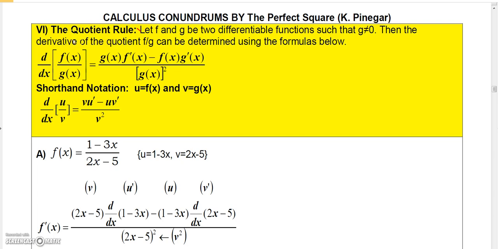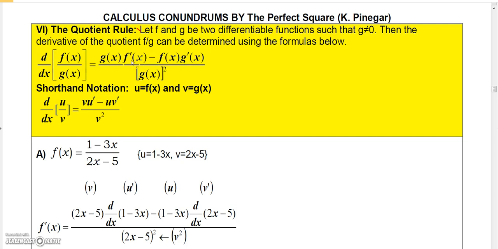And in this video, we're going to talk about the quotient rule. The quotient rule is for finding the derivative of a quotient of two functions. So if you have f of x divided by g of x, and you want to find the derivative of that quotient, then you take the function g of x and multiply it by the derivative of f of x. Then you subtract the function f of x and multiply it by the derivative of g of x.